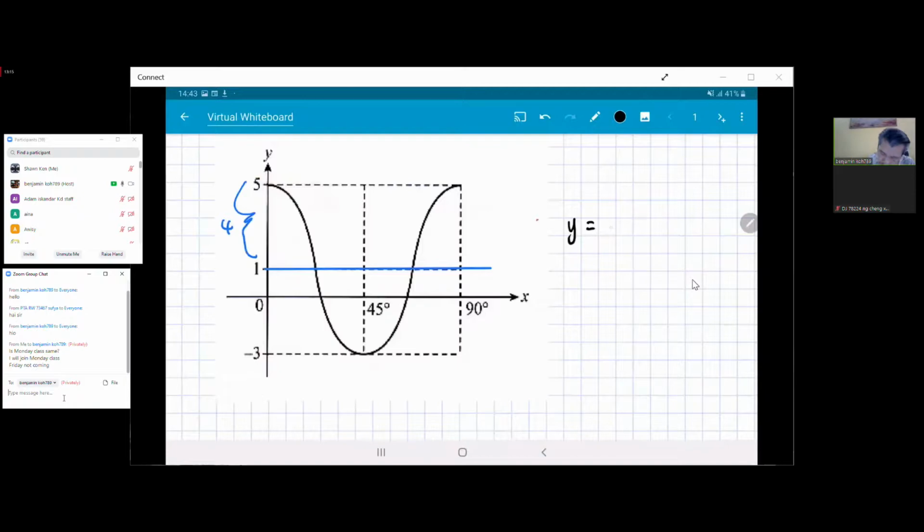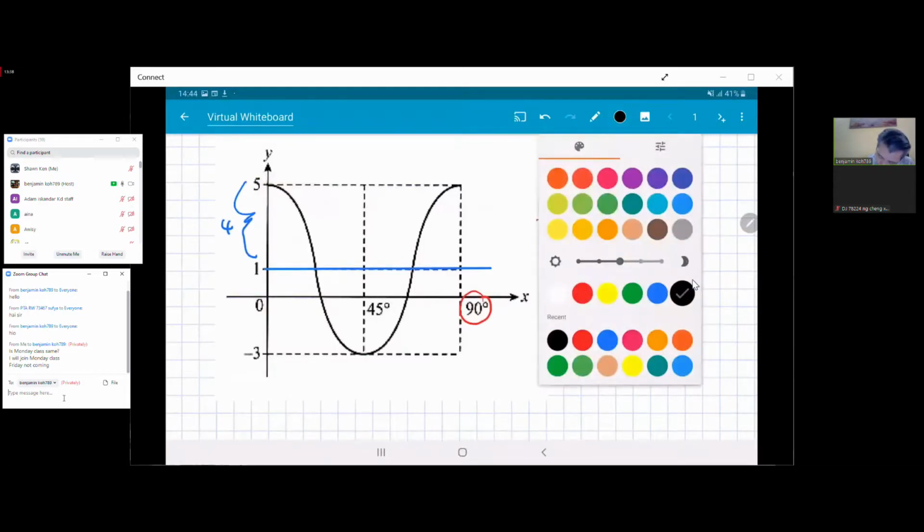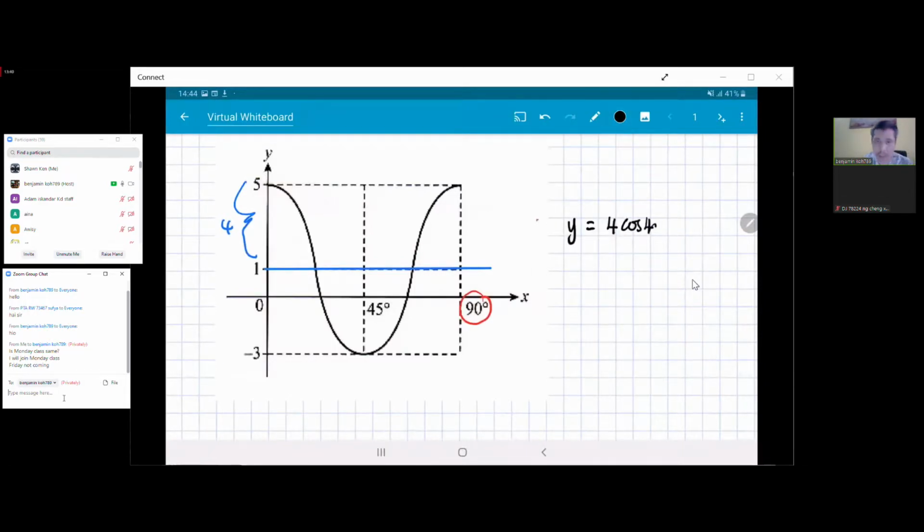Okay, next part. We know the graph is cos, but how many graphs? So once again, I look at the angle here, I see 90 degree. Always we take 360. Satu graph 90. So you faham tak? It means you have got cos and then 4x. I think that should be quite easy to understand, right? Satu graph 90. Jadi sampai 360, it will be 4 graphs. 90, 90, 90, 90. So 4 graphs.